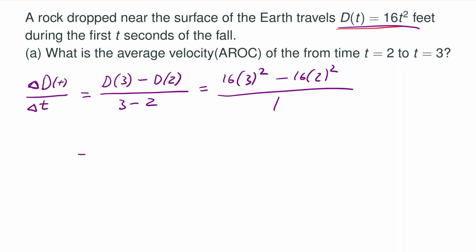Let's go to the next line. I have 16 times 9 minus 16 times 4 over 1. 16 times 9, let's see, what is that? 144. 16 times 4 is 64. The result is 80.